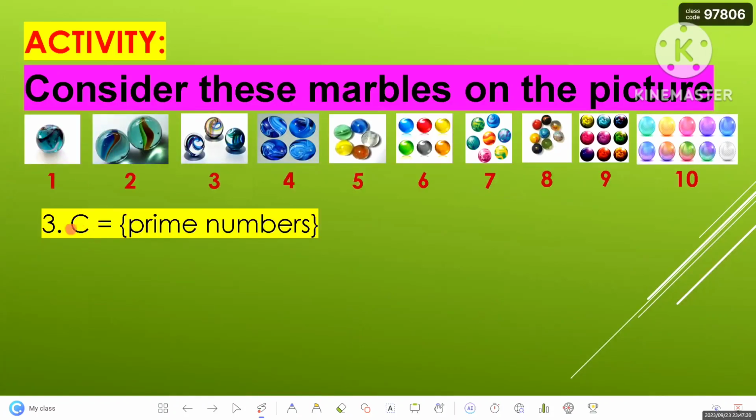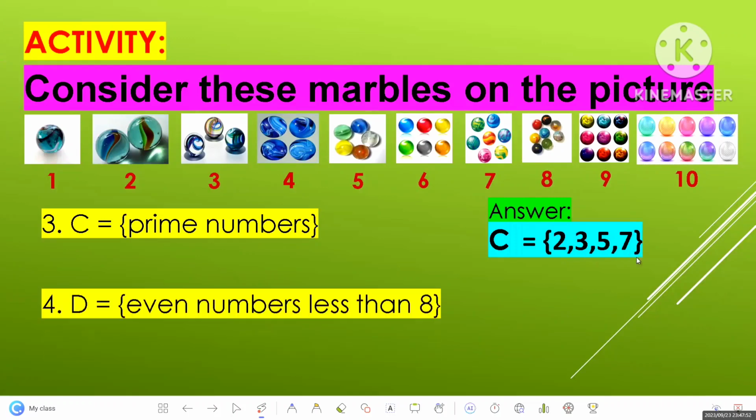Number 3, set C equals prime numbers. As you can see, we have prime numbers from 1 to 10. What are these prime numbers? We have C equals 2, 3, 5, and 7. These are the prime numbers.